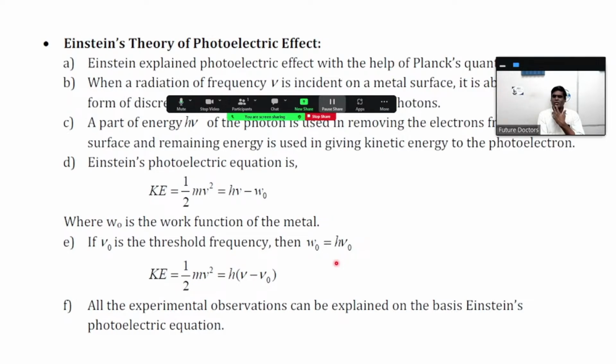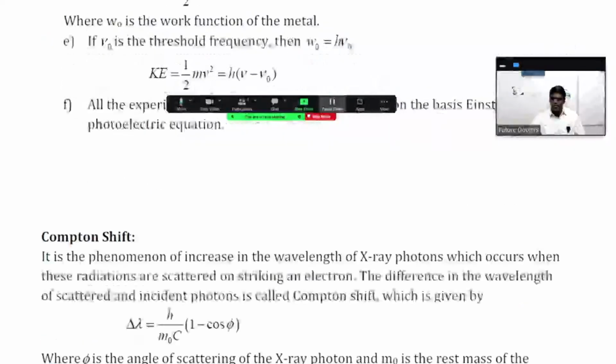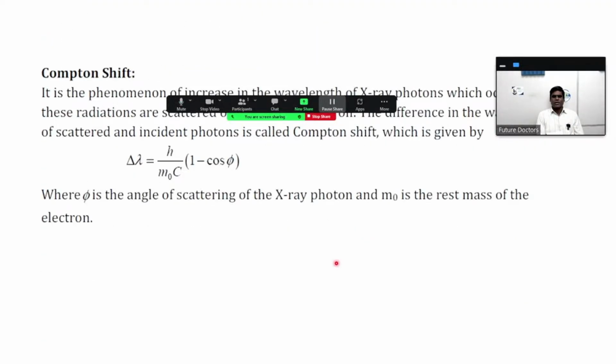Compton effect or Compton shift. It is a phenomenon of increasing the wavelength of an X-ray photon, which occurs when these radiations are scattered by or strike an electron. The difference in the wavelength of the scattered and incident photon is called Compton shift. That is, Δλ equals h by m₀c into (1 minus cos φ). Here φ is the angle of scattering of the X-ray photon and m₀ is the rest mass. h is Planck's constant, and c is the velocity of electromagnetic waves.